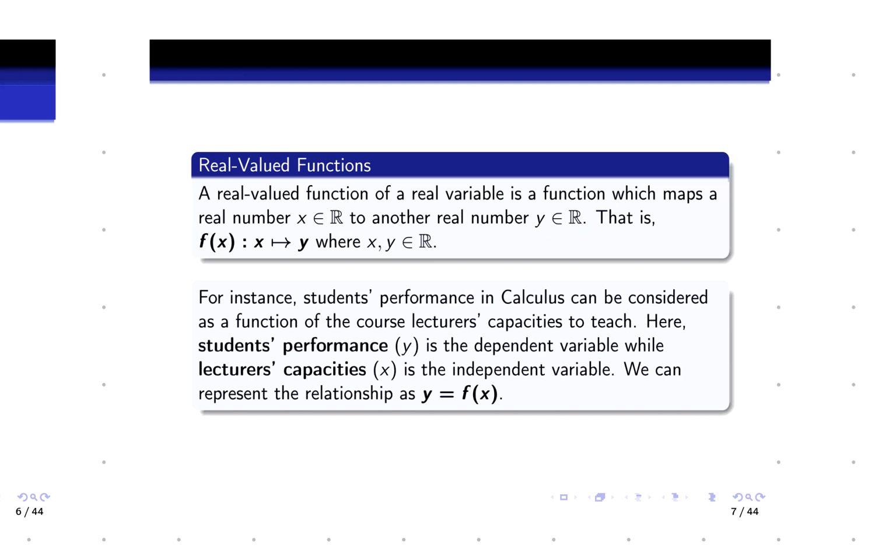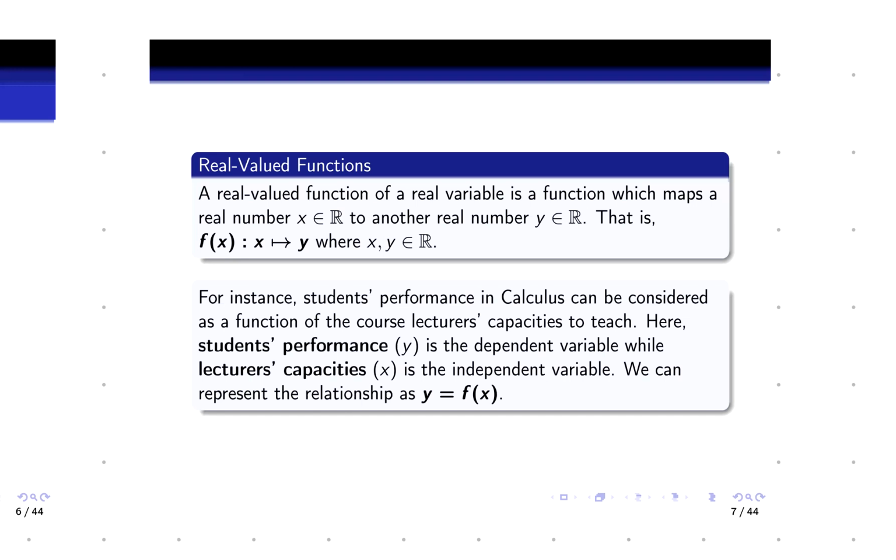For instance, students' performance in calculus can be considered as a function of the course lecturer's capacity to teach. The way a lecturer teaches may determine a student's performance, right? Of course, there are many other things that determine a student's performance, but let's just assume that in this case the input is the lecturer's capacity while the output is the student's performance. Of course, many other things can be considered.